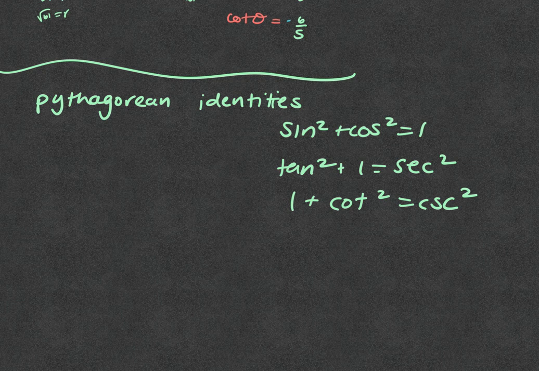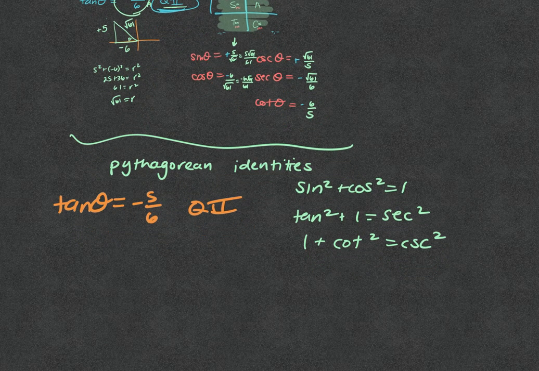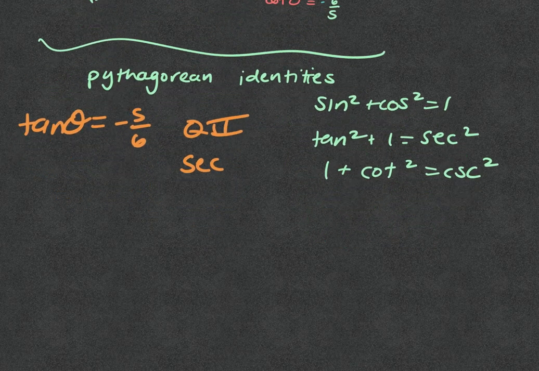And then if we just have the identity, can we just plug in? Yeah, so let's say I use the same thing. Tan of theta is negative 5/6, and it's in quadrant 2. Let's say, we'll go easy, let's say we want to find secant, okay? And then I'll show you what to do if it wasn't that one.